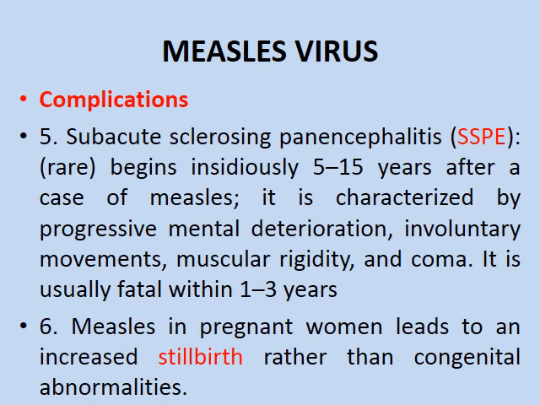Finally, measles in pregnancy. It does not cause congenital anomaly, but causes stillbirth. What is stillbirth? It is delivery of a dead fetus. So the main complications: otitis media is the most common, but the most serious and deadly is secondary bacterial pneumonia or primary measles pneumonia, then acute encephalitis, SSPE, and finally in pregnancy, stillbirth. These are the 6 main complications of measles. These are very important.